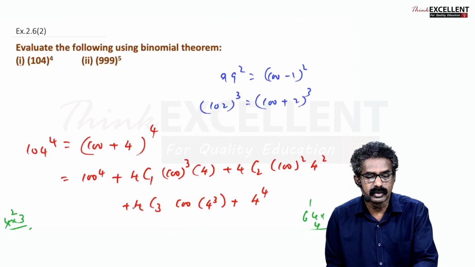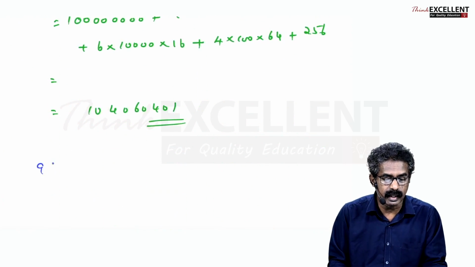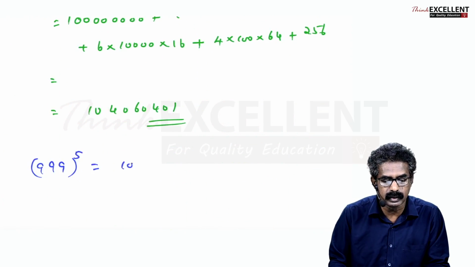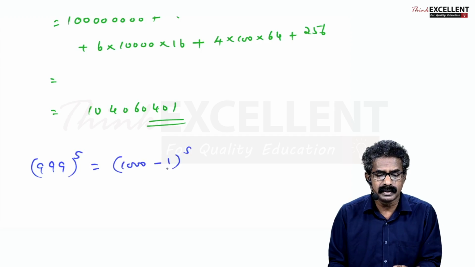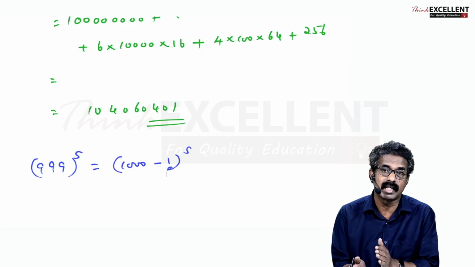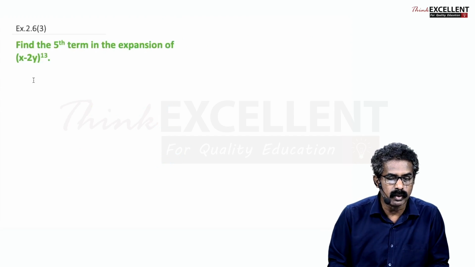Same way, even the next question, 999 raised to 5. The nearest number is what? 1000, right? 1000 minus 1 raised to 5. Here minus is there, but the second number is 1. So 1 raised to any number is 1 only. Since minus is there, for alternate terms you put what? Plus, minus, like that, okay? Now let's move on to the third question.